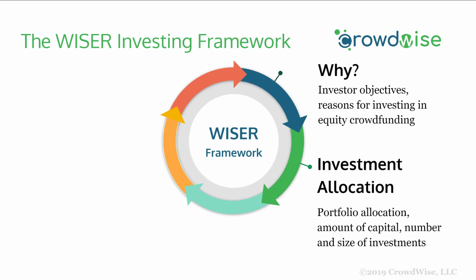The next step in the framework is investment allocation. This is where you look at your overall portfolio and come up with allocations. So that's the amount of capital. Do you plan on investing 5%, perhaps 10%, or something else, as well as the number and size of investments.